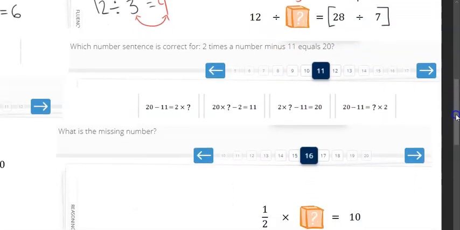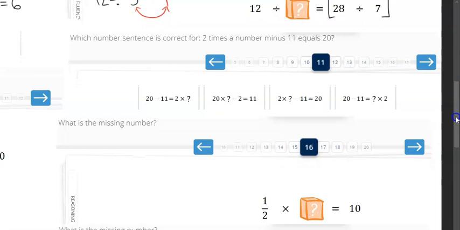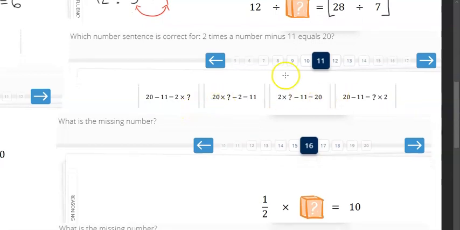Now we're looking at number sentences, where we want to establish a numerical sentence, a number sentence, here. Okay, this is really simple. This is saying 2 times, and I'm going to stop here, times just meaning multiplication, 2 times a certain number minus 11 is equal to 20. So all of a sudden, I'm looking for something that is equal to 20.